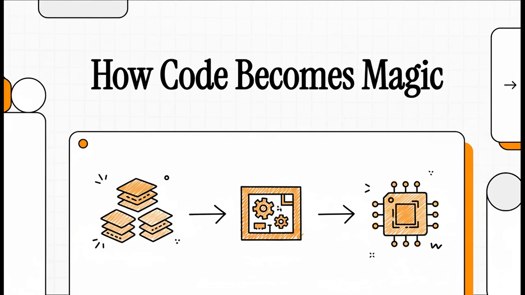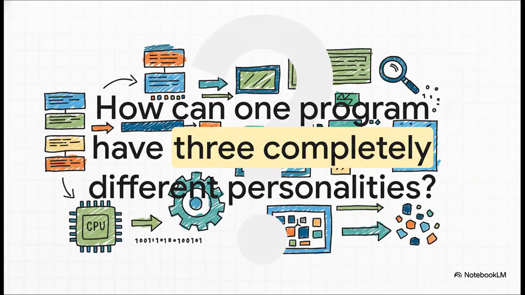Welcome. Today, we are going to pull back the curtain and uncover the incredible journey your code takes from your keyboard all the way down to the CPU. All right, let's kick things off with a real head-scratcher. How can one single program file suddenly develop three completely different personalities?